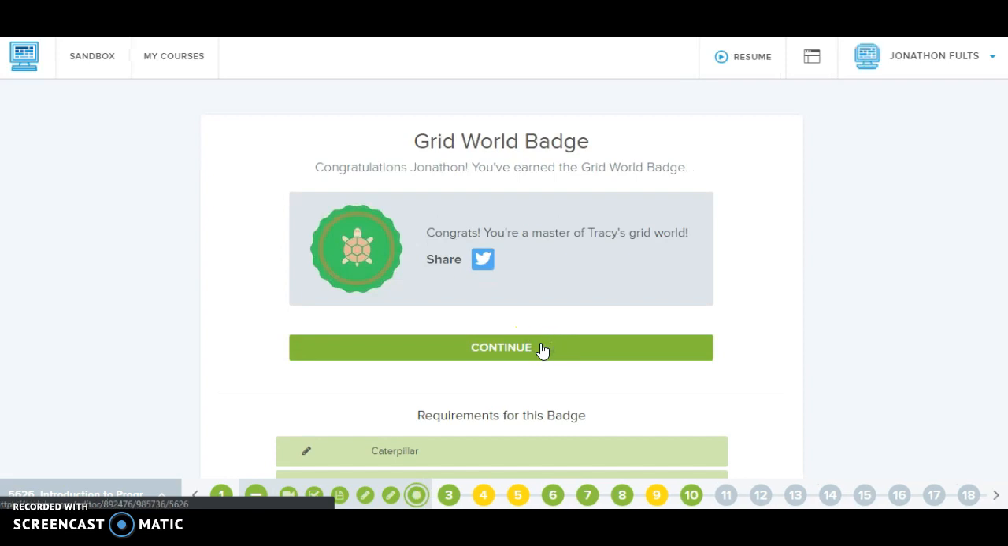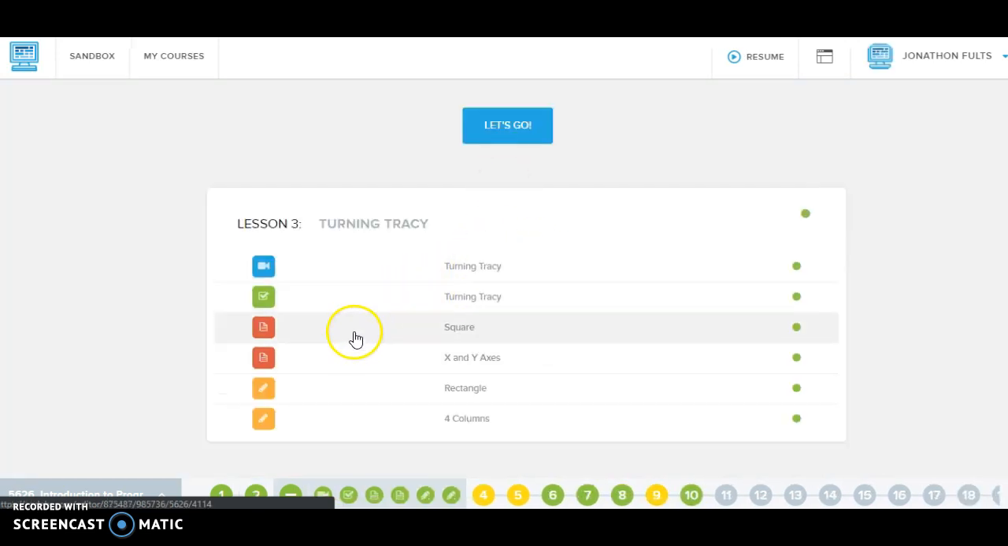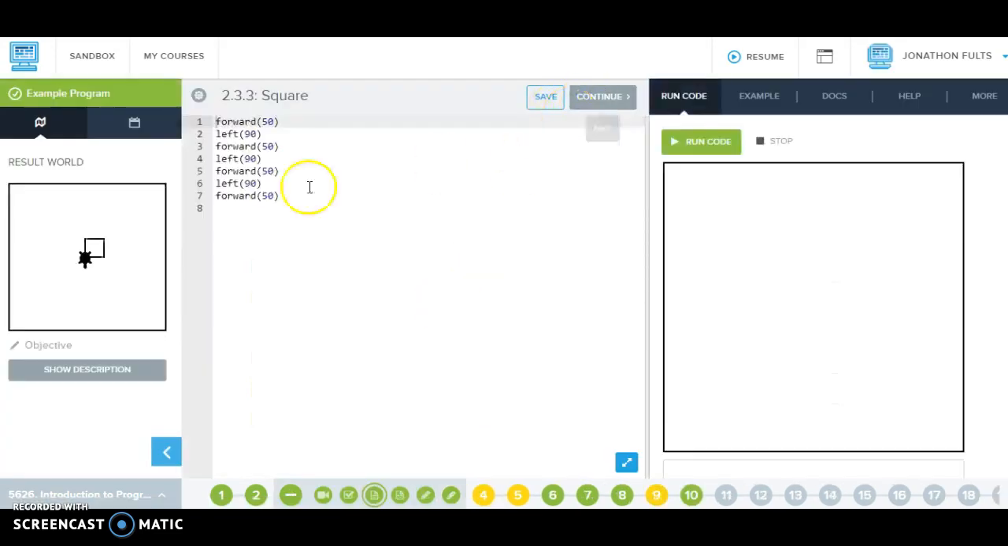Bam, badge. Congratulations. That's not what I wanted to do. I'll explain this one, I guess. So this one involves turning left 90 degrees every time, and then you're drawing 50 unit lines in between them.